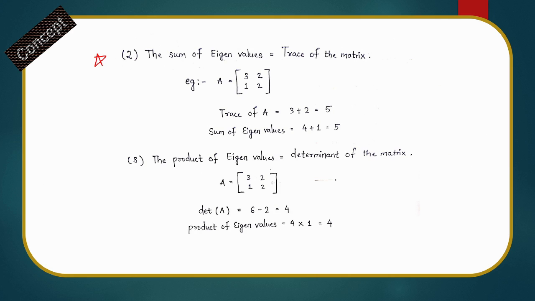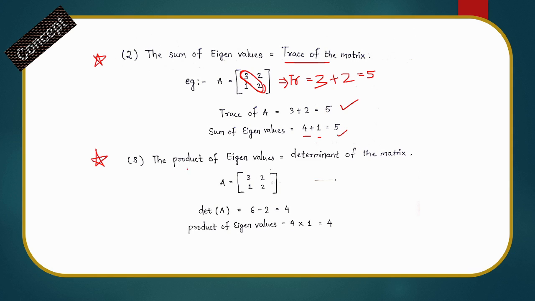These are very important properties related to eigenvalues, which will help you solve the numericals of objective questions regarding eigenvalues. The first is that the sum of eigenvalues equals the trace of the matrix. Trace means the sum of the diagonal elements. Here the trace of A equals 3 plus 2 equals 5. We found previously that the eigenvalues are 4 and 1. So 4 plus 1 equals 5, and the trace is also 5. So the property is: sum of eigenvalues equals trace of the matrix.